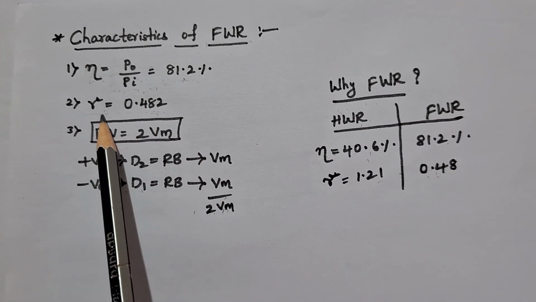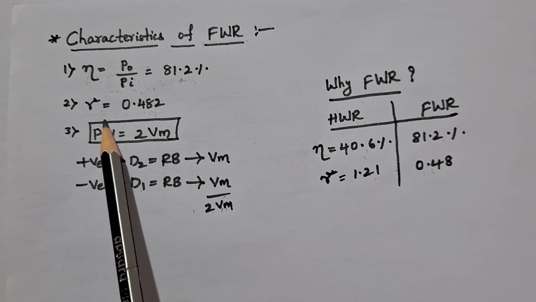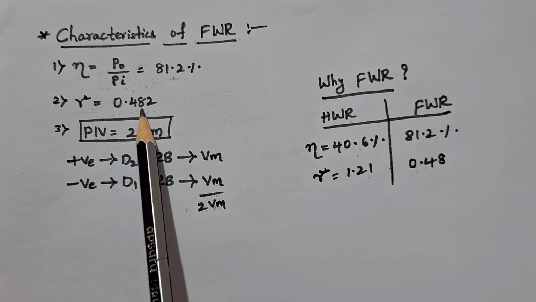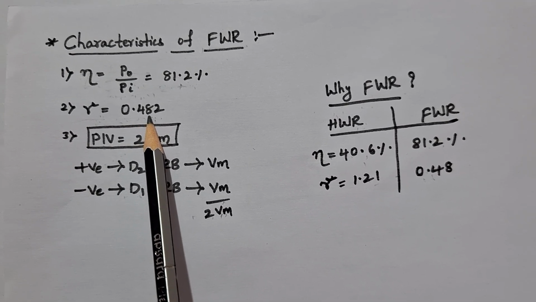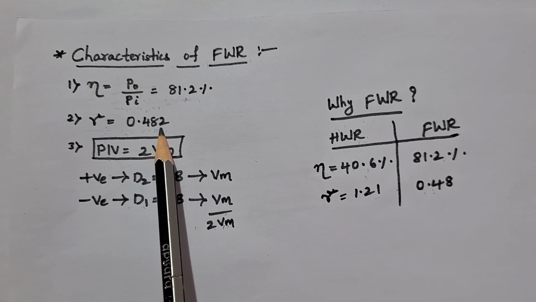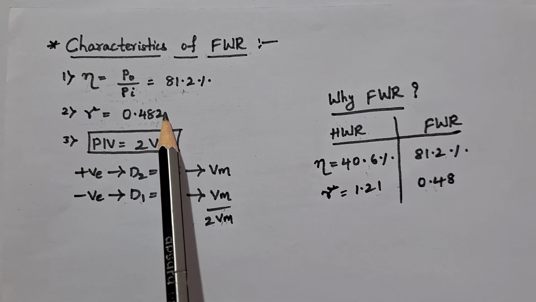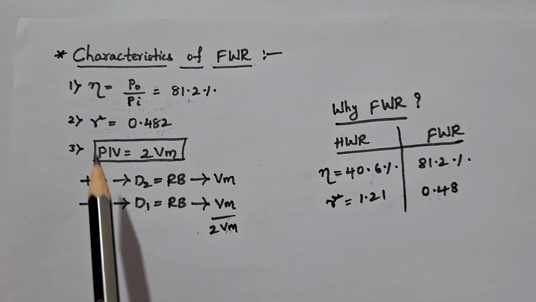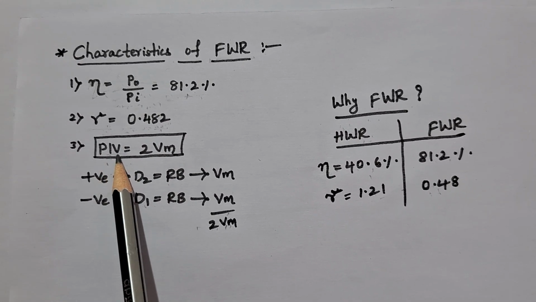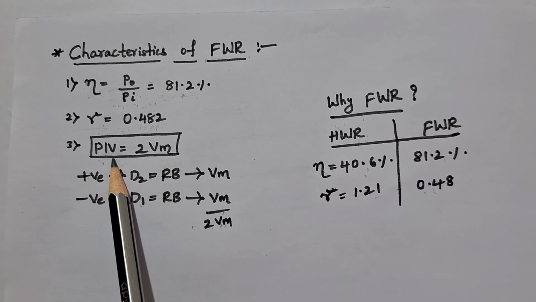Now the second characteristic is the ripple factor. The ripple factor of the full wave rectifier is equal to 0.482, which means for one DC component there will be 0.482 AC component, which is very low compared to the half wave rectifier. And the third characteristic is PIV, meaning peak inverse voltage.